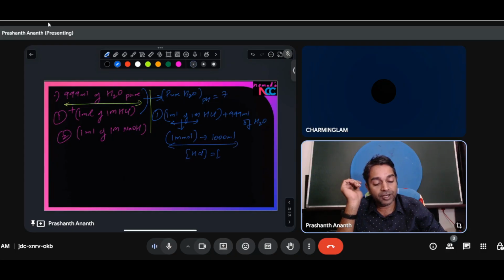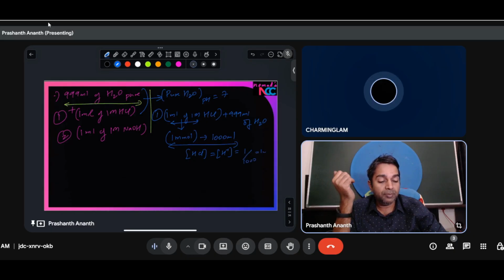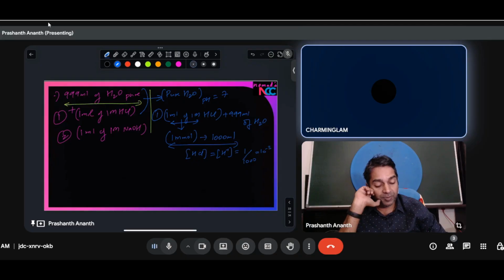It is the same as the concentration of HCl. So it works out as 10 power minus 3. Why is it 10 power minus 3? It is 1 divided by 1000, so it is 10 power minus 3. So what is pH?